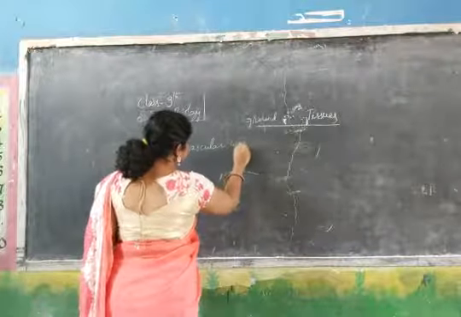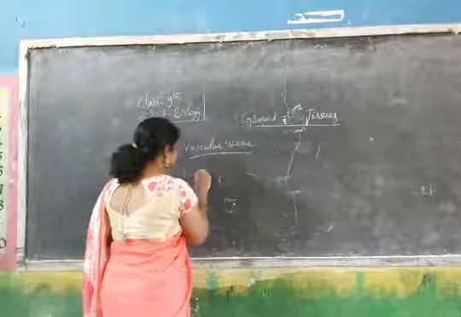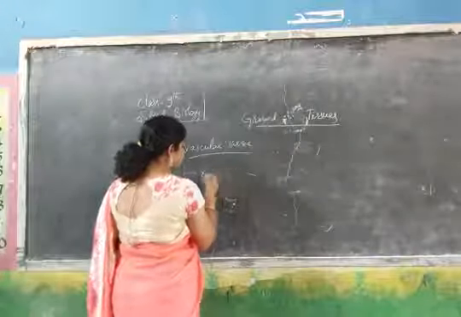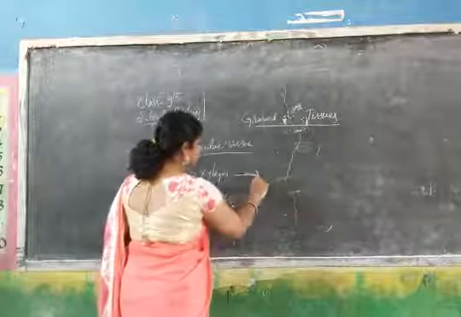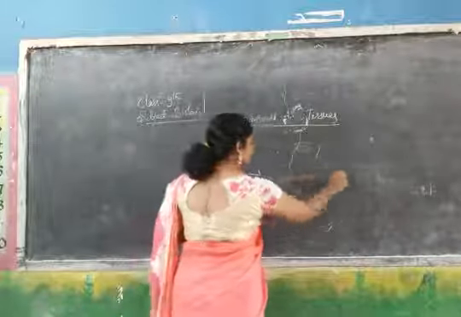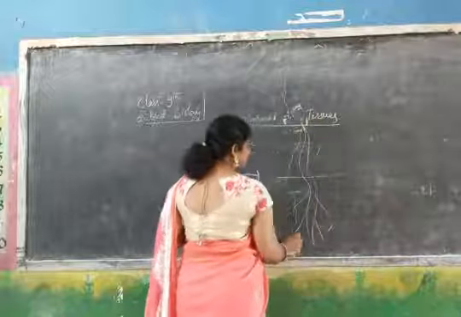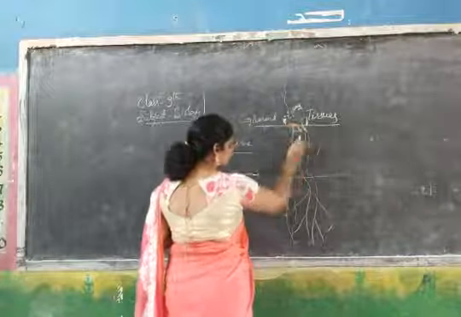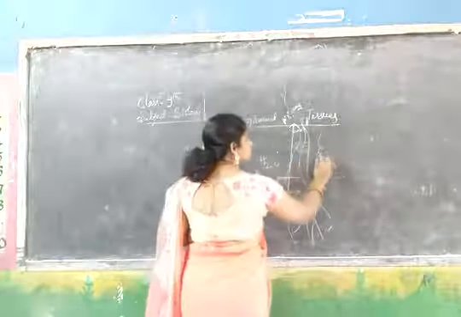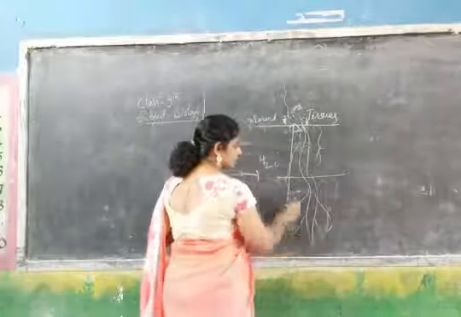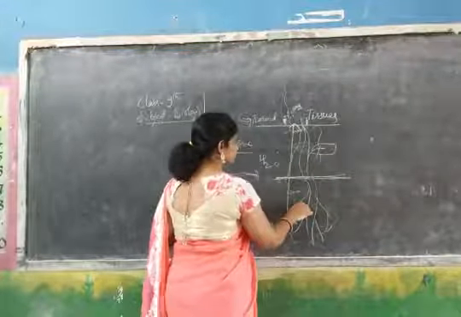See here, this vascular tissue contains two types of vascular bundles, one is xylem, another one is phloem. What is the function of xylem? It carries the water. See here, this is the root system and the shoot system. From the root to the shoot, xylem is carrying the water. This is the earth surface, the shoot system and the root system.